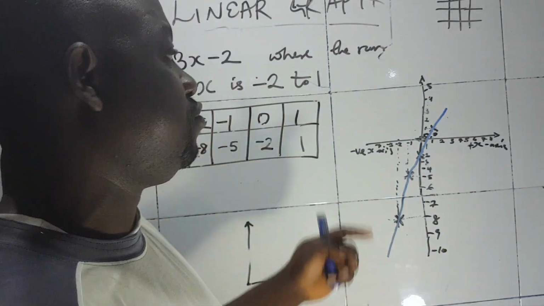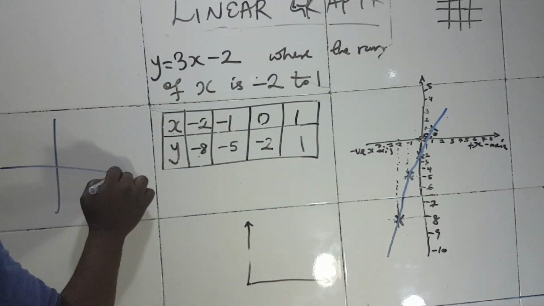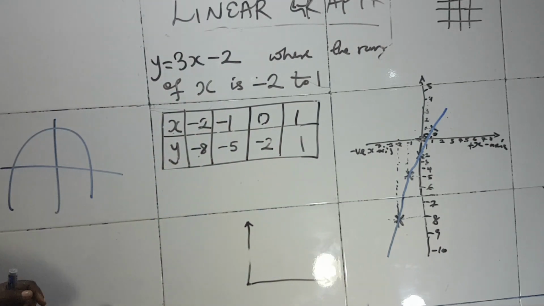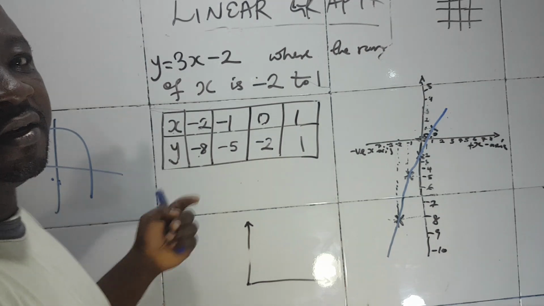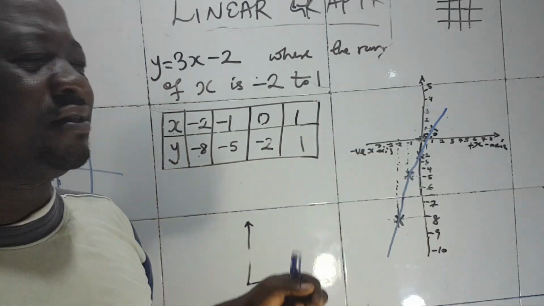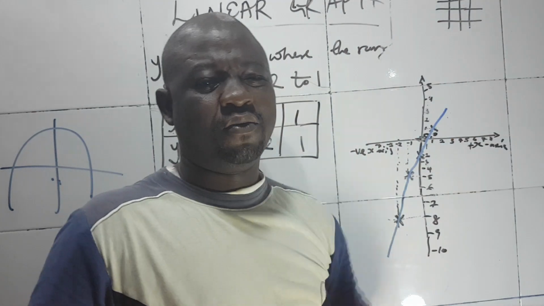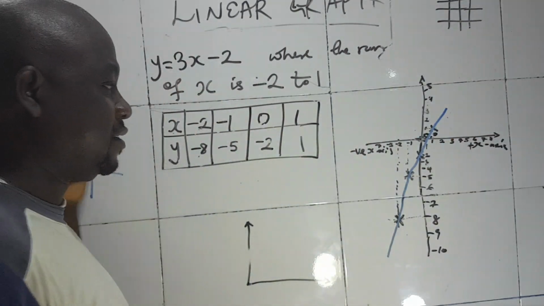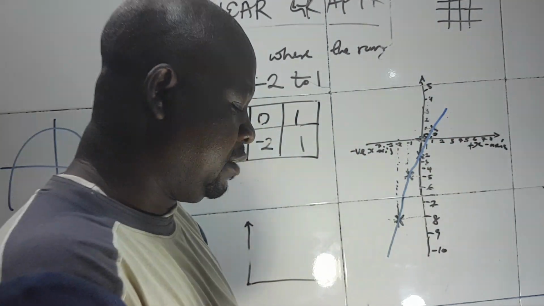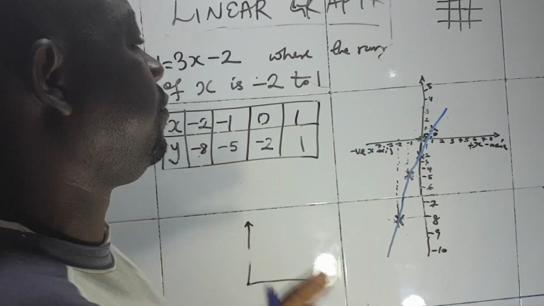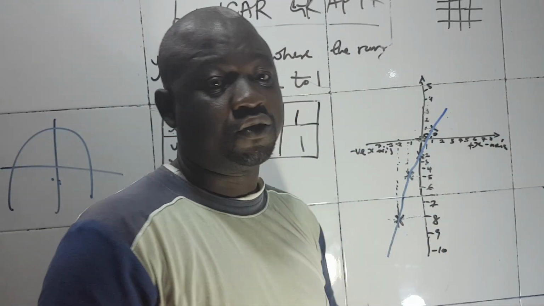In your other graphs, you may draw it, maybe your graph will form something like this, a curve. So this one is what? A quadratic graph, or any other relation in which one is increasing, the other one is reducing. But no problem, by the time we get to that one, I will explain that. I think this linear graph is very easy for us to understand.